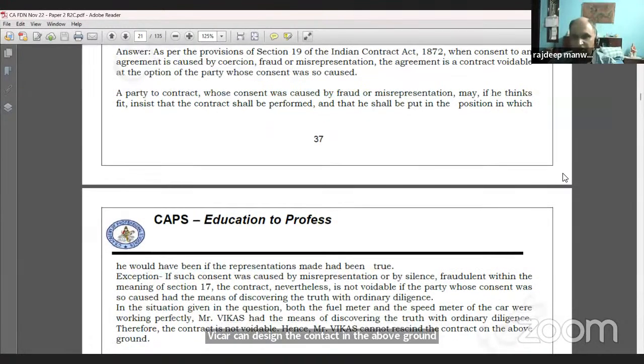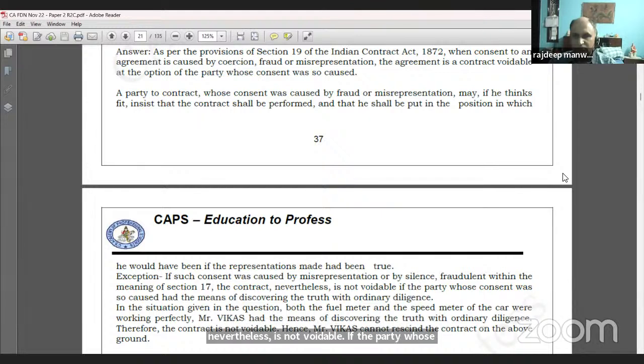Okay, read. As per the provisions of Section 19 of Indian Contract Act 1872, when consent to an agreement is caused by coercion, fraud, or misrepresentation, the agreement is a contract voidable at the option of the party whose consent was so caused. A party to a contract whose consent was caused by fraud or misrepresentation may, if he thinks fit, insist that the contract shall be performed and that he shall be put in the position in which he would have been if the representation made had been true. Exception: if such consent was caused by misrepresentation or by silence fraudulent within the meaning of Section 17, the contract nevertheless is not voidable if the party whose consent was so caused had the means of discovering the truth with ordinary diligence.